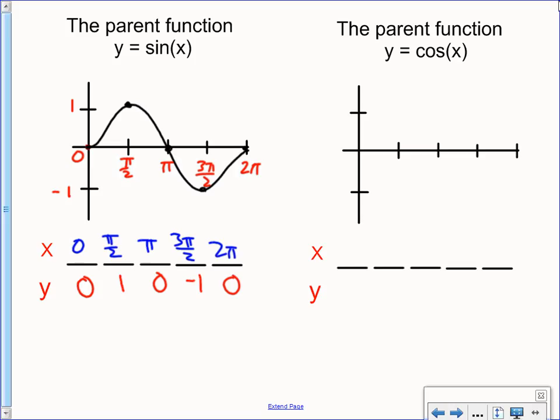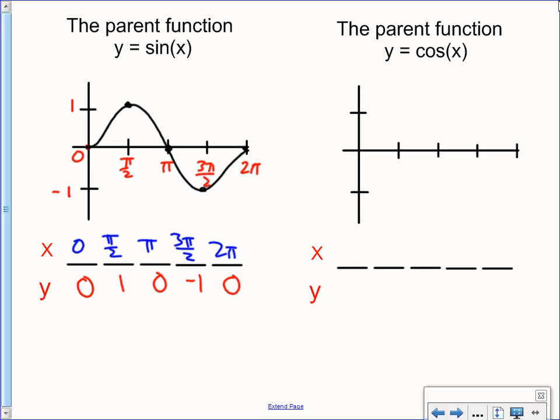Sinusoidal, because cosine has the same curve, only shifted. So, I mean, that would be discrimination against cosines. All right. That's the parent function of sine. It always starts at 0, 1, 0, negative 1, 0. Easy one to graph.